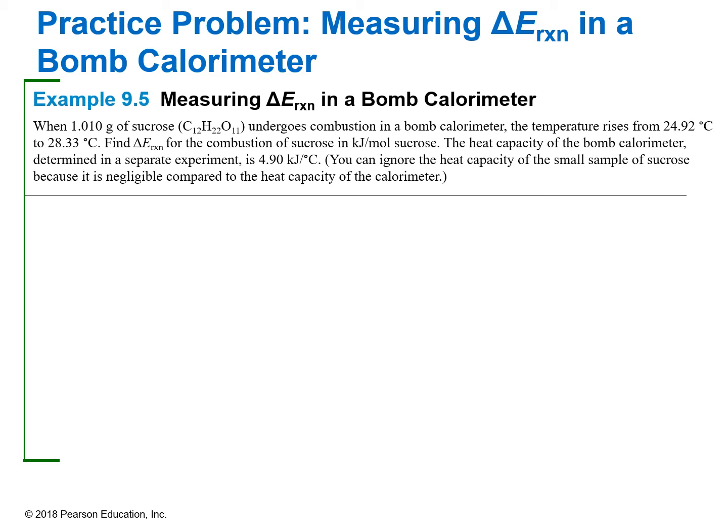So if we read this, we're given grams of sucrose, which is a type of a sugar, and it's going to undergo combustion in the calorimeter, and it's going to raise the temperature from 24.92 to 28.33, so there's our delta T. And they want us to find the change in energy of the reaction for the combustion of the sucrose. Look at this, this is really important right here, these units, kilojoules per mole.